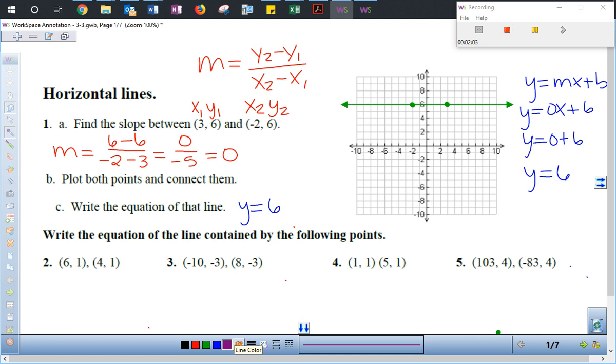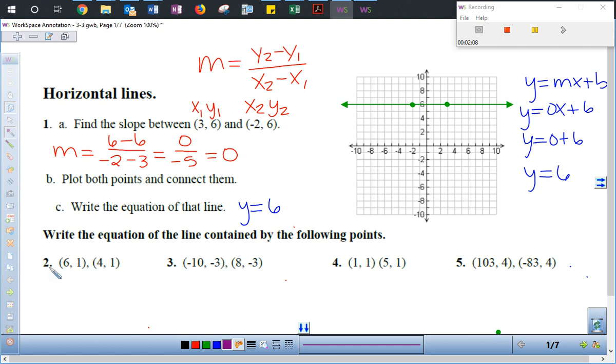Now, this is actually something that's going to happen with every horizontal line. When you have an equation of a horizontal line, you will only have one variable, and that variable is going to be y. Now, your slope will always be 0, and the variable will just be y equals whatever your y-intercept is.